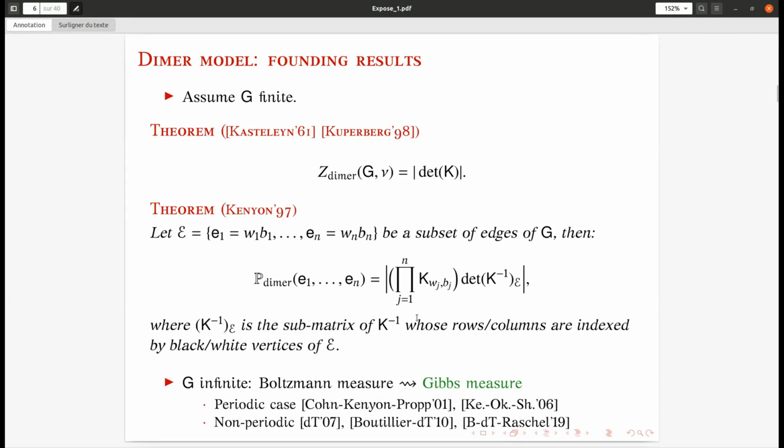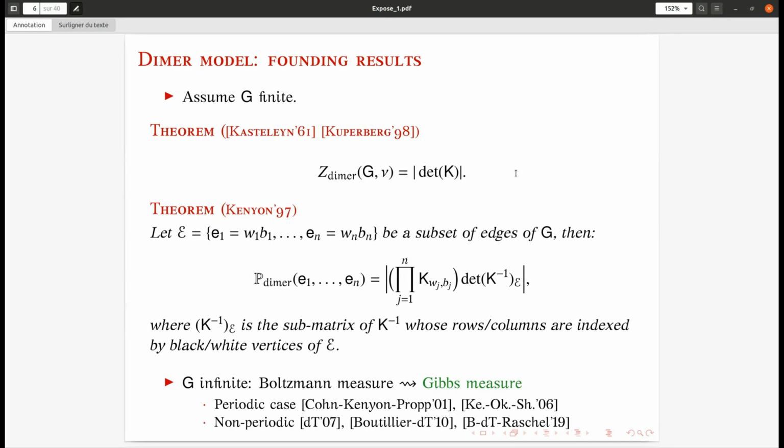And why is this result true? If you write the determinant as an expansion over permutations, you see that the non-zero terms exactly correspond to dimer configurations, which are also perfect matchings. And then you have signs in front coming from the signature of the permutation. And this is where the phases come in, or the signs if you use Kasteleyn's matrix.